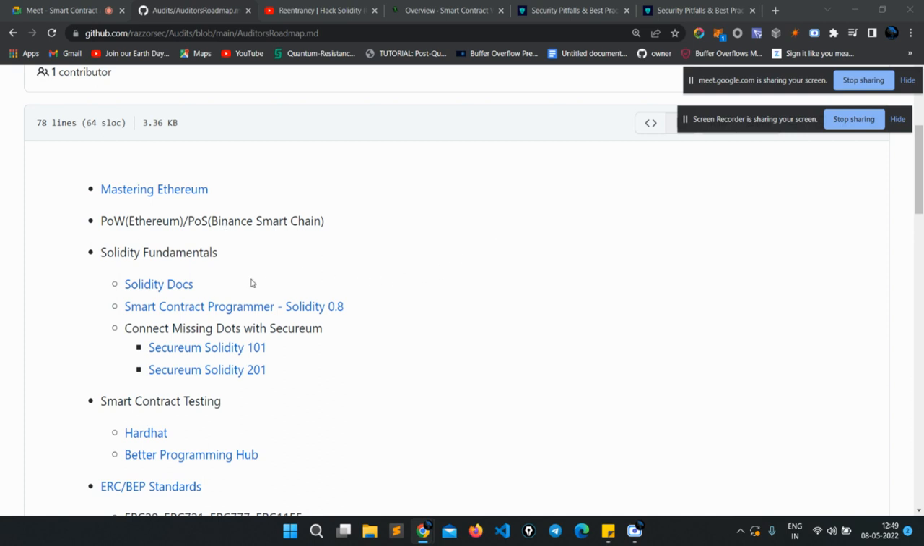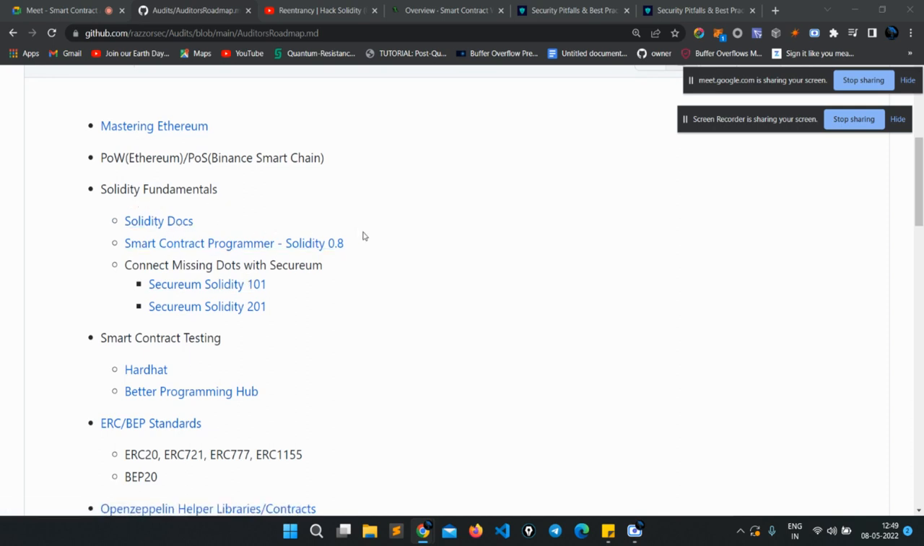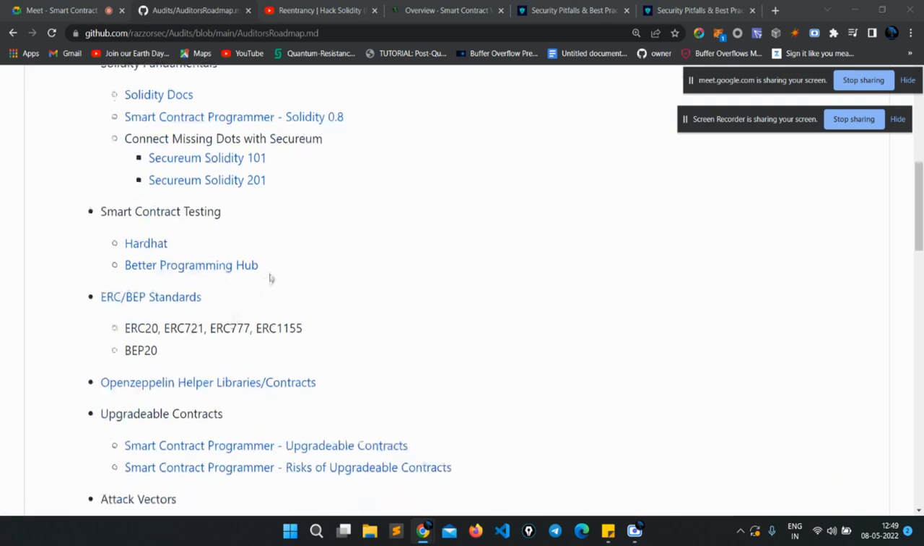Then you're supposed to have the Solidity fundamentals, all the knowledge about it from the Solidity docs, the YouTube channel Smart Contract Programmer, and the Securium boot camps, right? After that, you're supposed to have testing knowledge. You are supposed to test while auditing and write your test cases to present in your audit report. So you should know at least one testing framework. Hardhat is one which I recommend, and you can follow it with ethers.js and the Mocha Chai testing framework. This will help you.